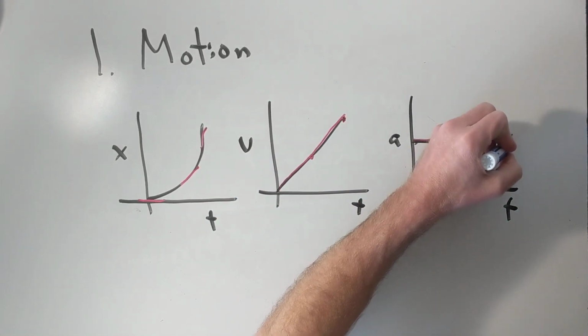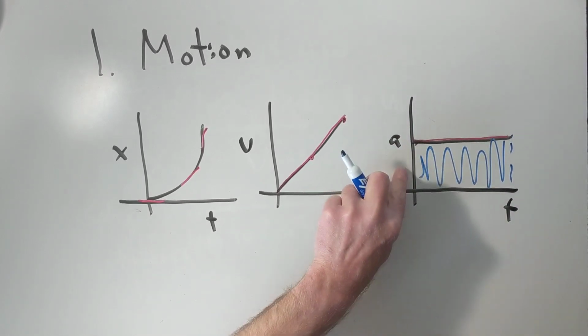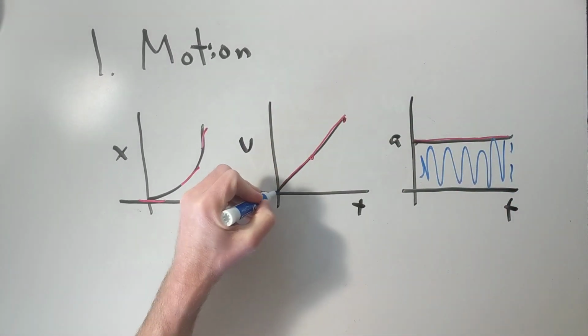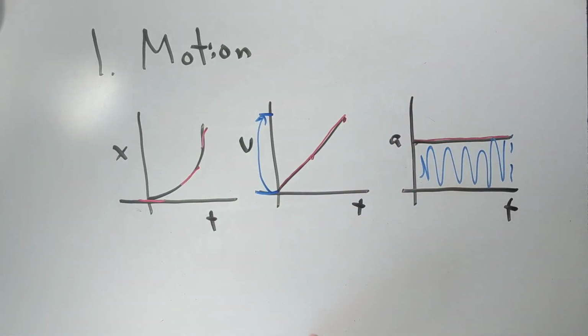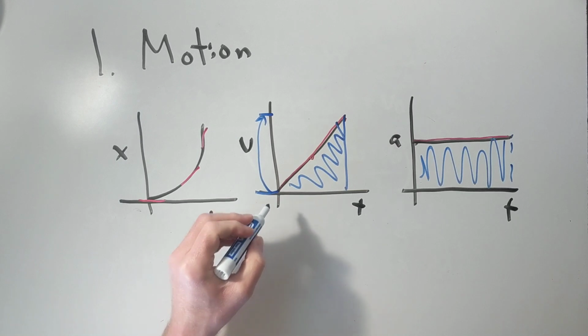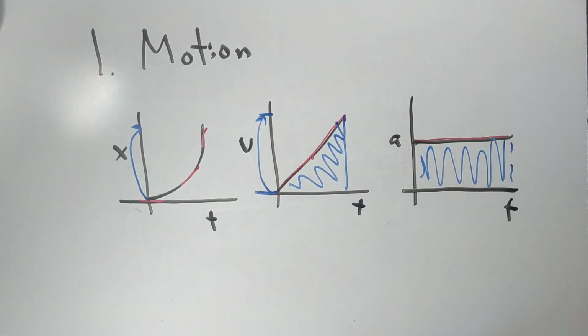But then if you want to think backwards, what happens if I move from acceleration to velocity to position? The area underneath this graph tells me how much this changed. So this area tells me that it went from here to here. That's how much it increased. The area under this graph tells me how much this increased, how much that changed.